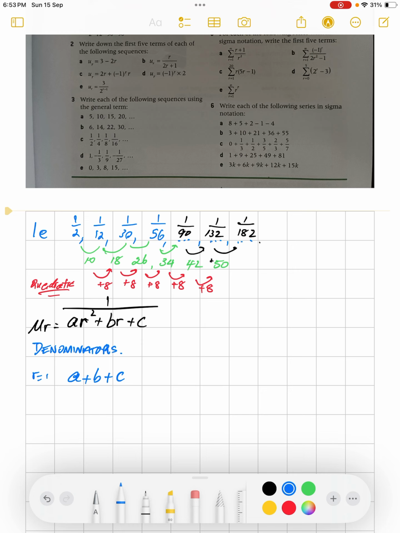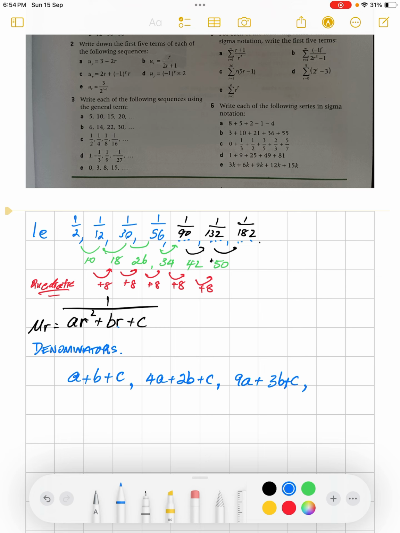Now the 12 is when r equals 2. So let's just put these as commas. Now when r is 2, it's going to be 4a plus 2b plus c. You see we substitute 2 for r, and 2 r squared is 4, and here r is simply 2. Now when r is 3, we substitute r is 3, so we're going to get a times 3 squared plus b times 3 plus c. That's when r is 3.